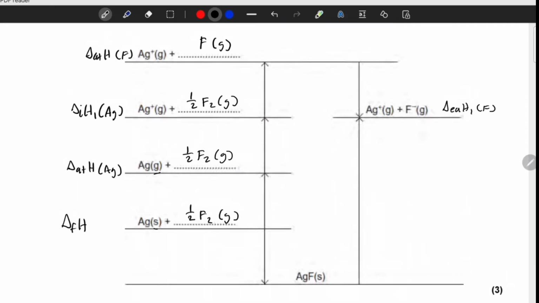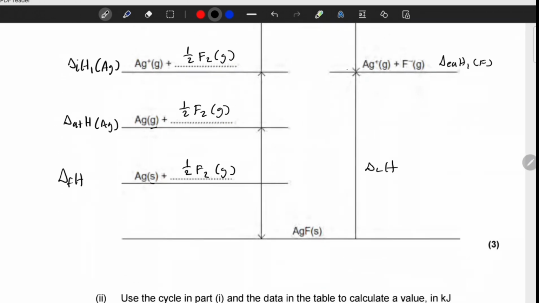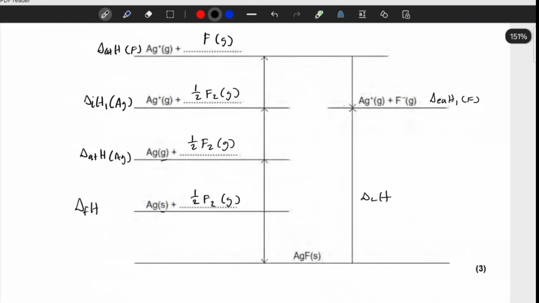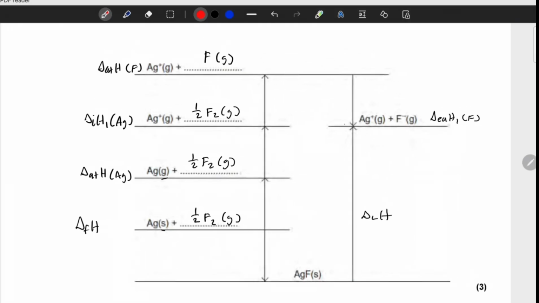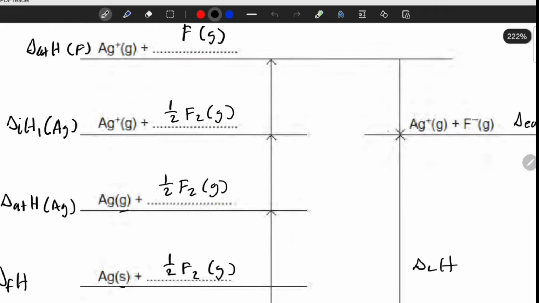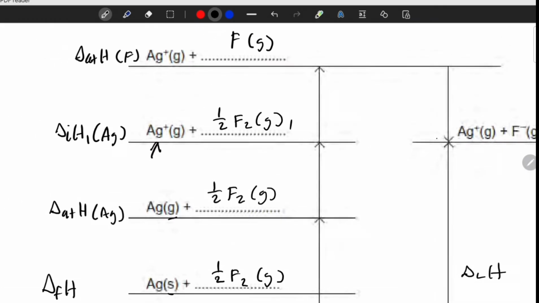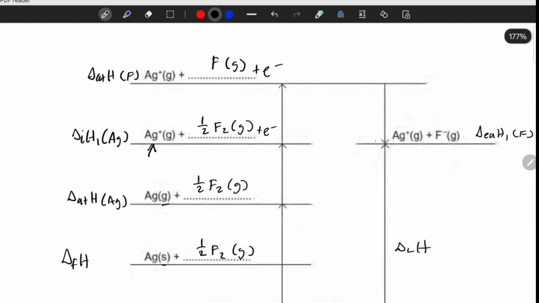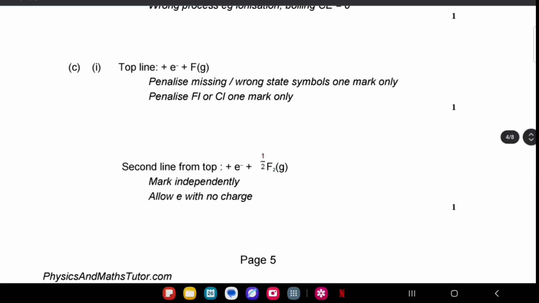And this is dissociation because the arrow's going upwards. Okay. And then you will get 3 marks. Sorry guys, I forgot about the electron. Because remember the first ionization energy is plus an electron. My bad. Plus an electron. Okay, now it's perfect.